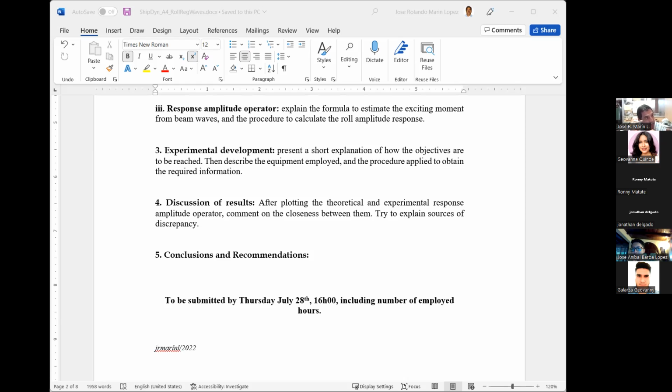Since on Friday we're going to do some activities here, next Tuesday we're not going to have class. I will be available at night if you have questions about the homework. Then on Thursday 28th, we're going to have a session about how to use MaxSurf, the motion module of MaxSurf.